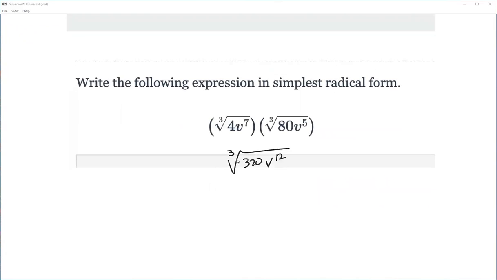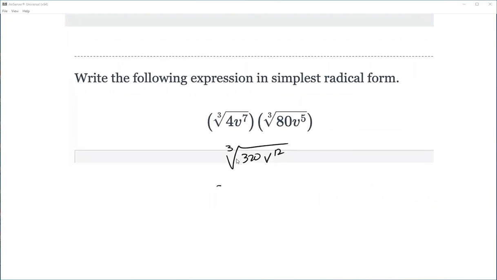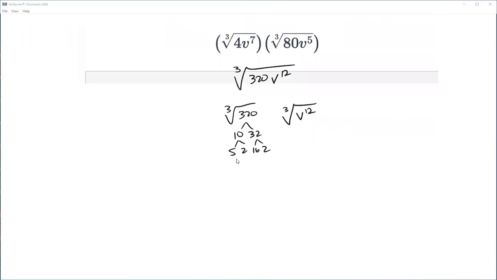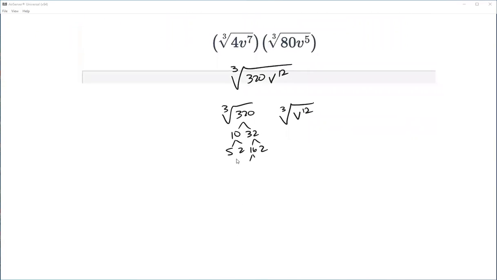So when you do that, let's separate them out. The cube root of 320, the cube root of v to the 12th. I think that's a v, could be a u, but I think it's a v. And then this is 10 times 32, 5 and 2, 16 and 2, 8 and 2, 4 and 2. There's a lot of 2s here, 2 and 2.